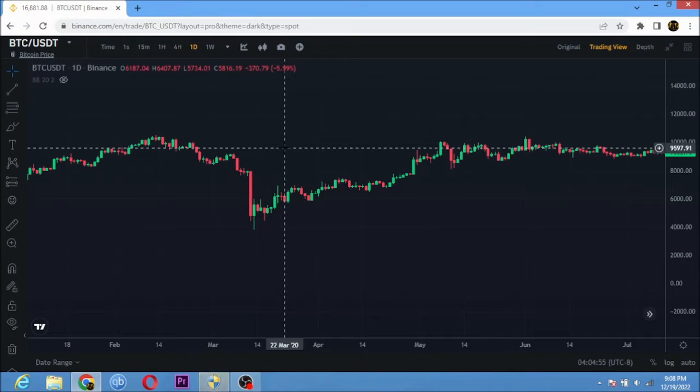MACD is one of the popular indicators used by traders because of its accuracy in uptrend and it's easy to use. And today I will show you how it works.